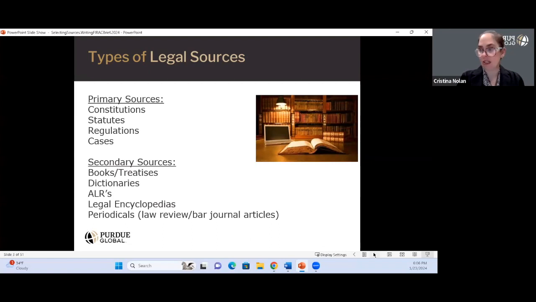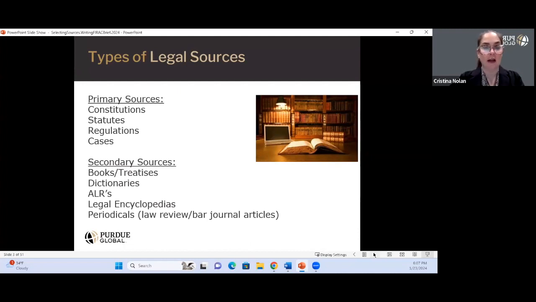Then we've got secondary sources. But just to go back to primary sources, I'm sure all of you have had some experience in some class where, maybe for a discussion board post or an assignment, you had to access a primary source. You may have even been specifically directed: find a case that says this, find a regulation. Look at your state's constitution and find a section that deals with this legal issue.